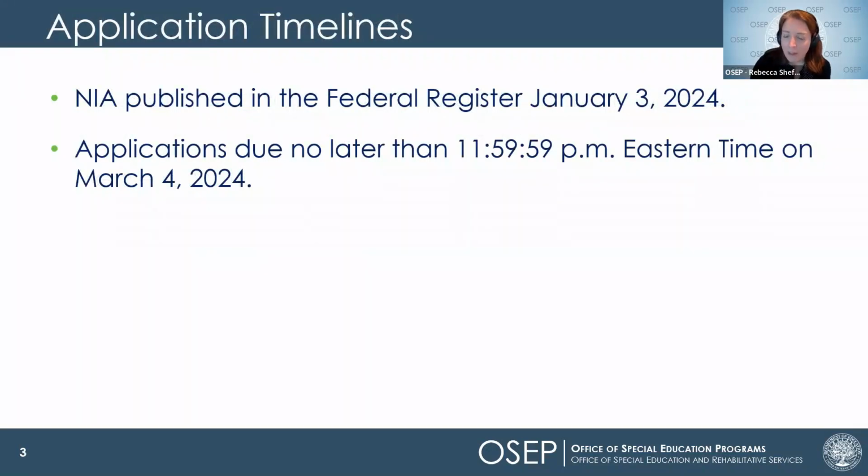Please be aware of application timelines. The notice inviting applications was published in the Federal Register on January 3rd, 2024. All applications are due on March 4th, 2024, no later than 11:59 and 59 seconds in the evening. Note that this is Eastern Time, and applicants should determine the corresponding time in your time zone. I will discuss the implications of late submissions later in this session.